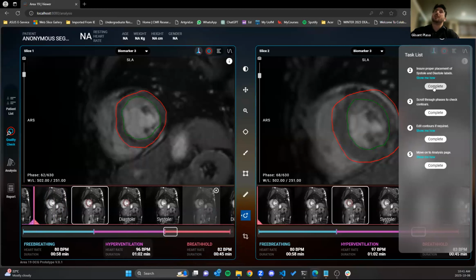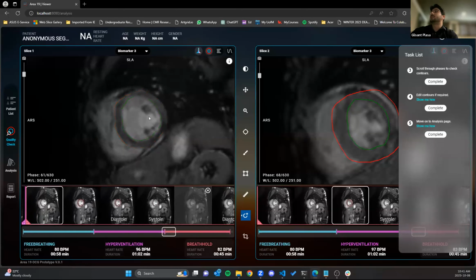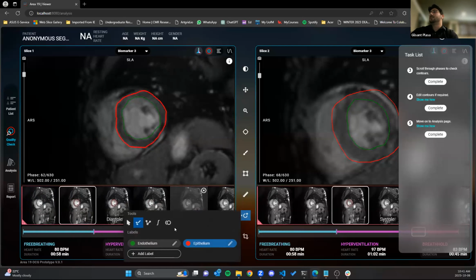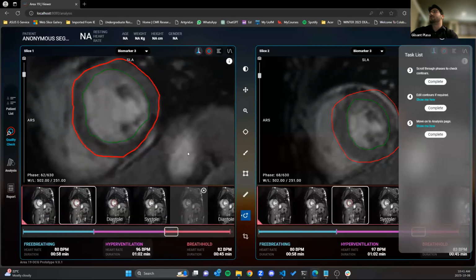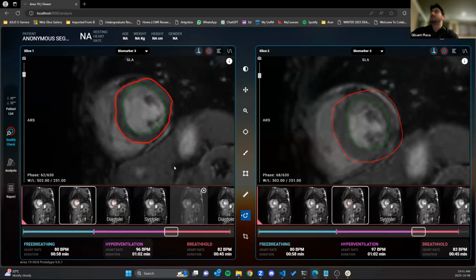I should mention also that we plan on adding video tutorials or short animations that would help the users navigate through these different steps. The user would then scroll through the different phases that are present here to make sure that the contours have been indeed correctly identified, and if required, also make edits very easily through these viewers, for example. Once all these steps are completed, the user can now move on to the analysis page.